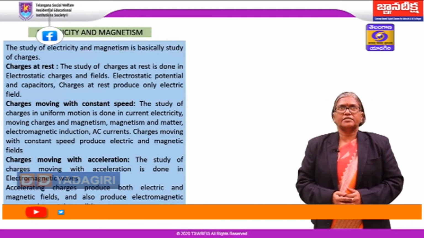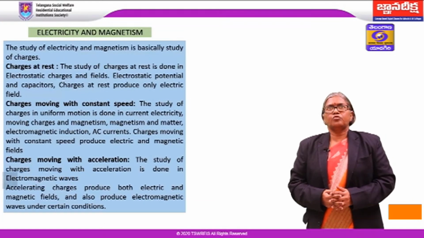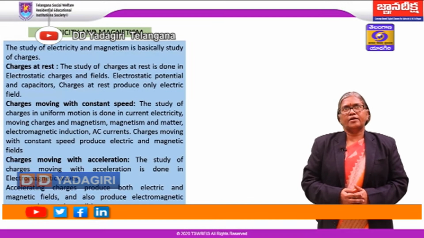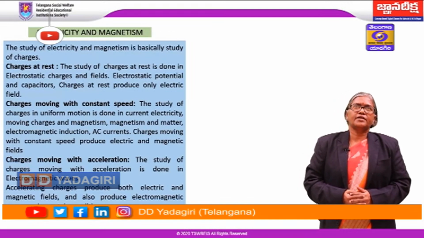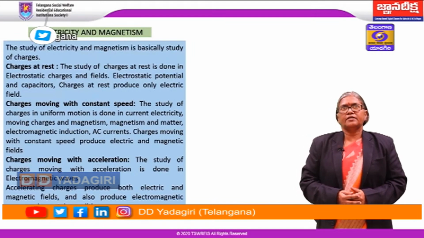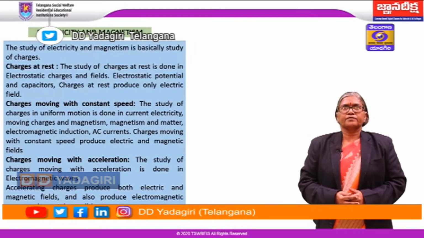Next one is AC currents. Now the study of charges moving with some acceleration, which produce both electric and magnetic fields and also generate electromagnetic waves under certain conditions, is done in Electromagnetic Waves.